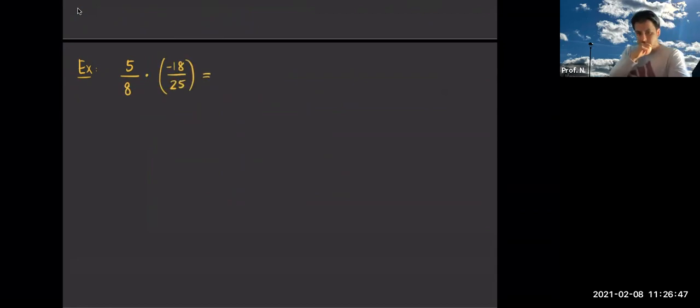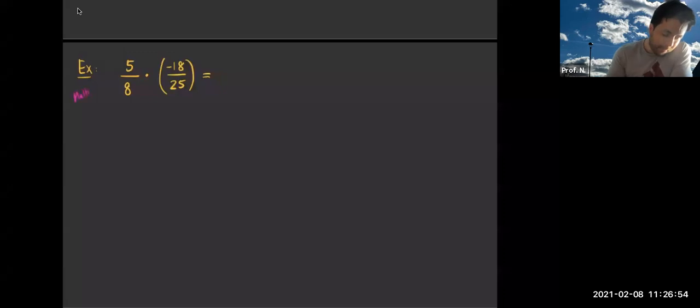And how about if we get something like this? 5/8 multiplied by a negative 18 over 25. So how do we, pardon me, how do we multiply fractions?